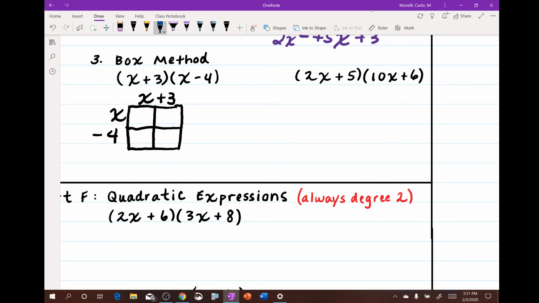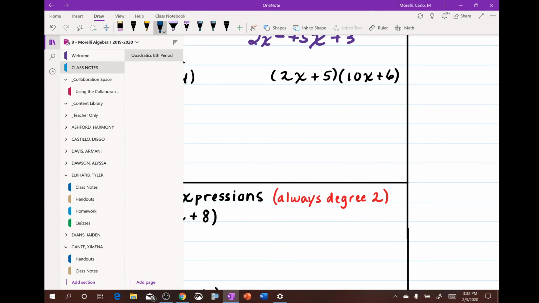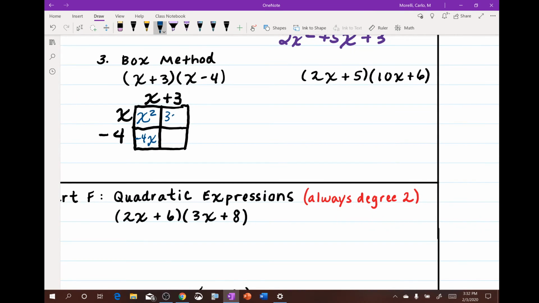So what goes in this box here? This first top left. X times x. X squared. How about x times negative 4? Okay, how about this box over here, top right? 3x. And 3 times negative 4? Negative 12. Let's write it all out. X squared plus 3x minus 4x minus 12. We can combine these terms. X squared minus x minus 12. Because 3x minus 4x is negative 1x, so we just put minus x.